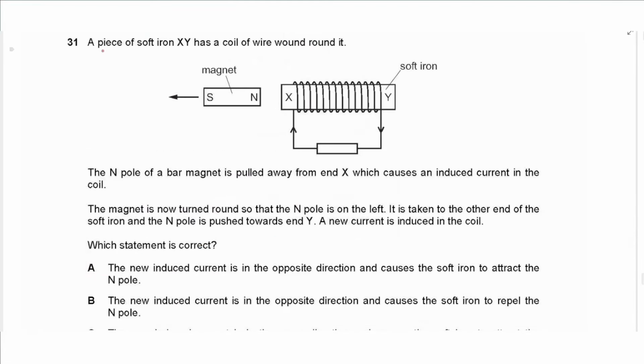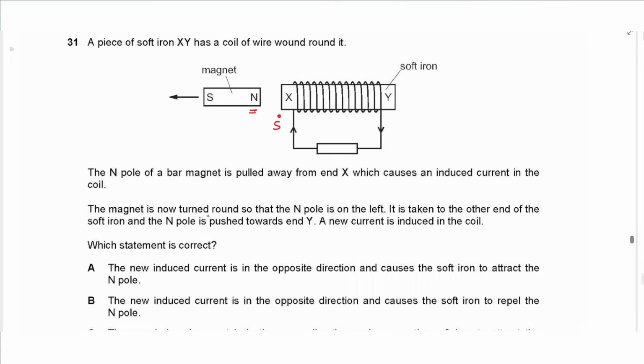Question 31 says a piece of soft iron XY has a coil of wire wound around it. The end pole of a bar magnet is pulled away from end X, which causes an induced current in the coil. This current would oppose the motion of the magnet. So if there is an end pole moving away, this would induce an S pole here to attract it, to oppose the motion of the magnet.